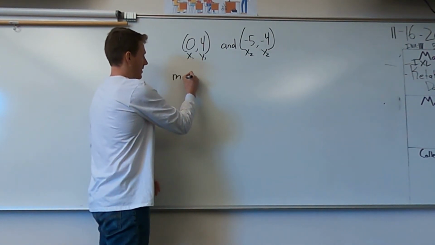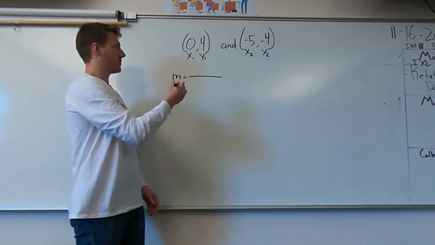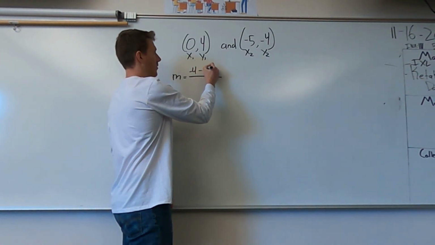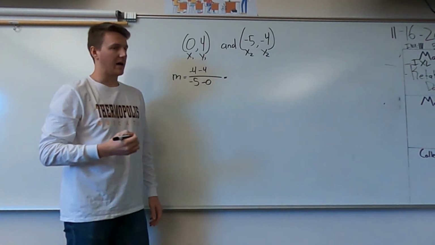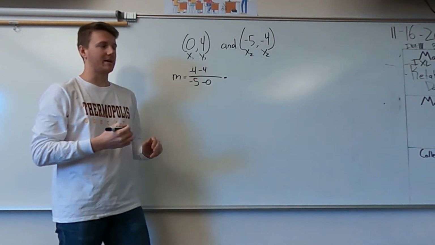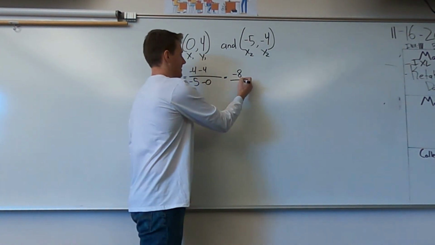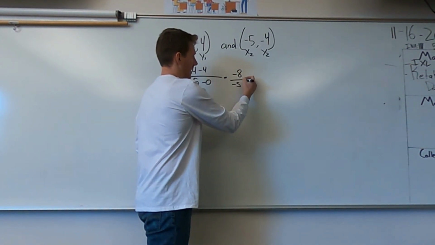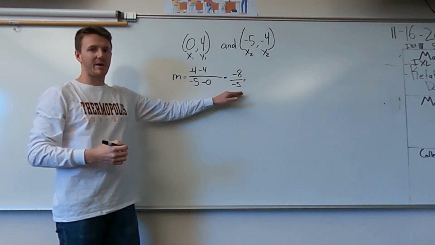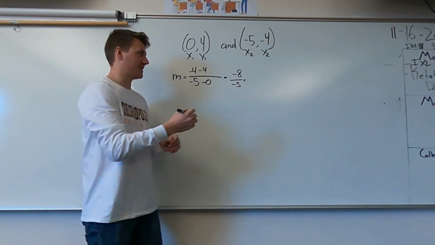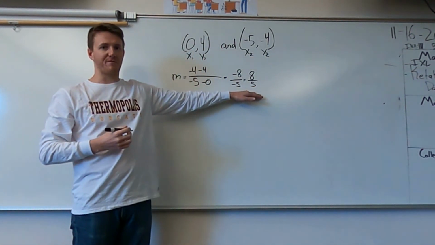So remember, we know our slope is equal to y2 minus y1 over x2 minus x1. So to plug this in, we can take -4 minus 4 over -5 minus 0, and then simplify. -4 minus 4 gives us -8. -5 minus 0 gives us -5. And then a negative divided by a negative will give us a positive. And since this won't come out as an integer solution, we can leave it as an improper fraction. So we have our slope is equal to 8/5.